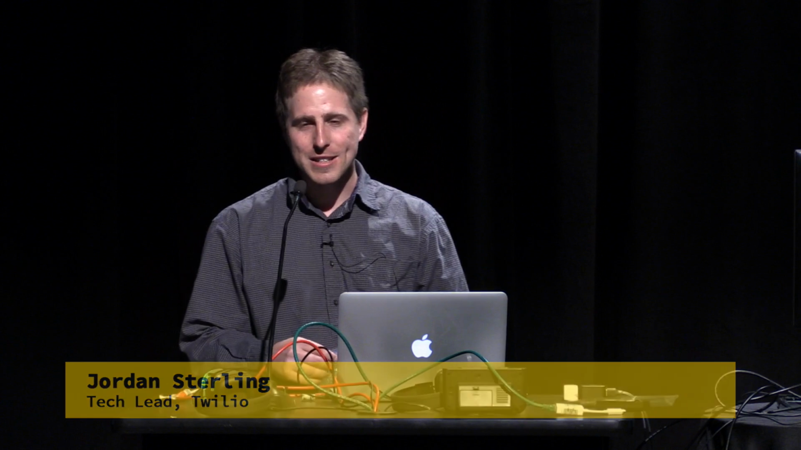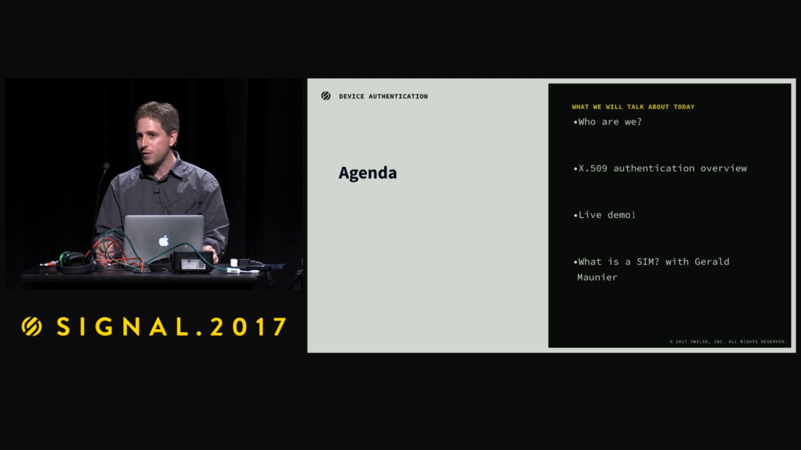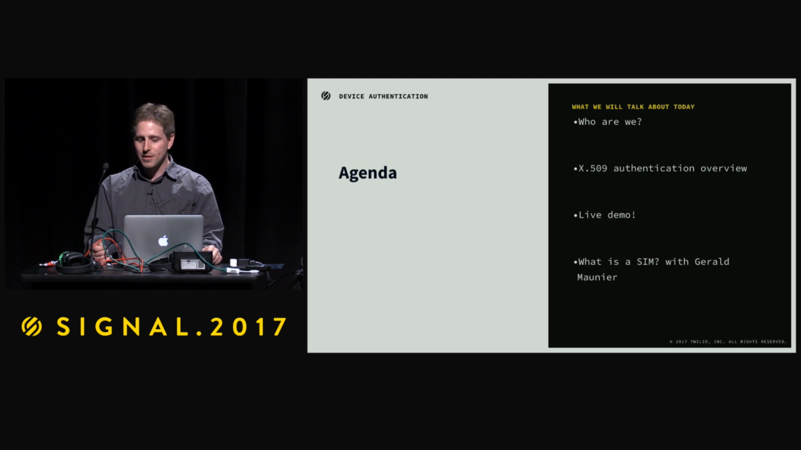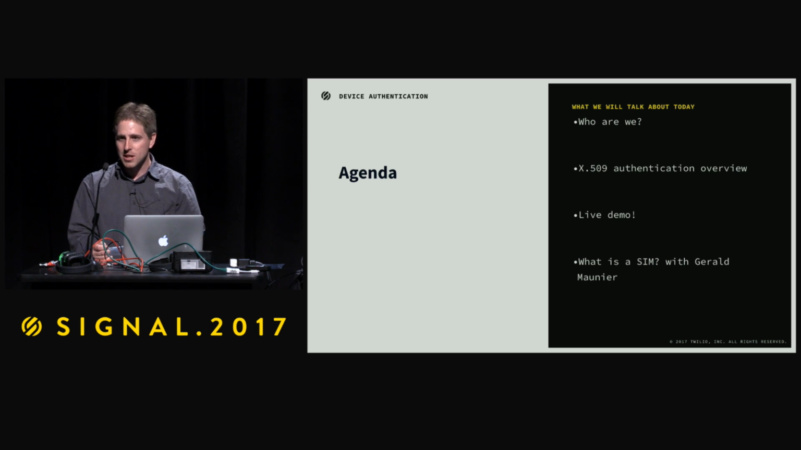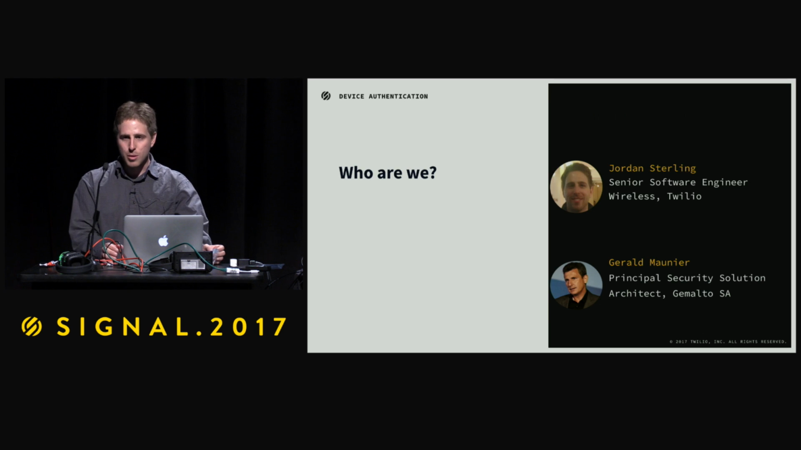Yes? All right, awesome. So my name is Jordan Sterling, and I'm here today to talk about Trust on Board. Today at this talk, we're going to go over what Trust on Board is and how we can use Trust on Board to authenticate devices. And we'll look at why X509 is a really good fit for IoT authentication. We'll see a live demo of this happening, and then we'll see some more capabilities that are available on SIM cards.